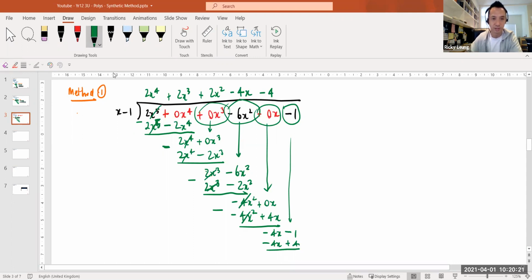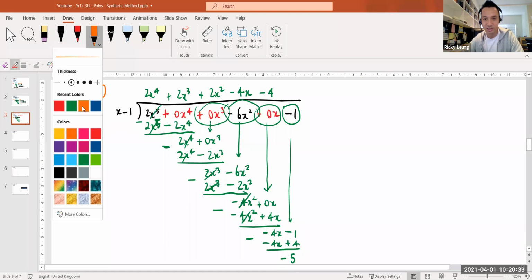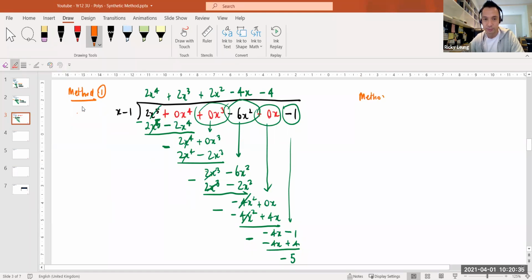See, nice little check. I'd like to say I did that on purpose, but I didn't. But now it's fixed. Thank God for that check. So hopefully, if I use synthetic division, I would get that check anyway. So let's see, method 2.